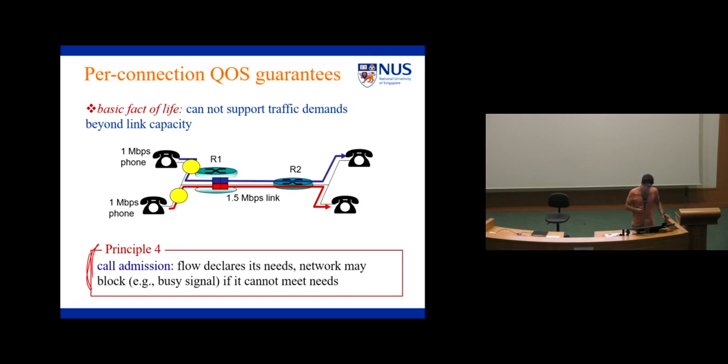Similarly, in our case, there is no point in allowing a flow if it's not going to receive the required quality of service. So by allowing or blocking the flow based on the requirements here, we can perhaps guarantee at least one of them will get their service. So this brings us to the fourth principle. Here the flow declares the needs. The network may block if it cannot meet the needs.